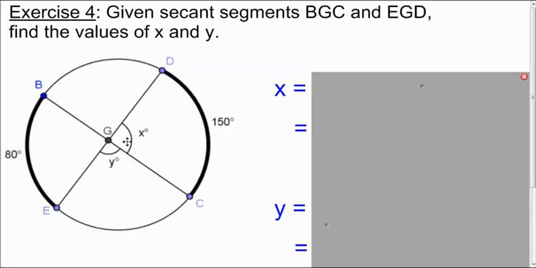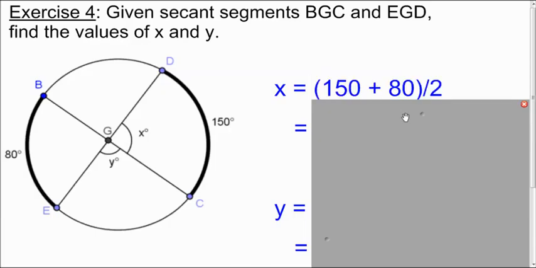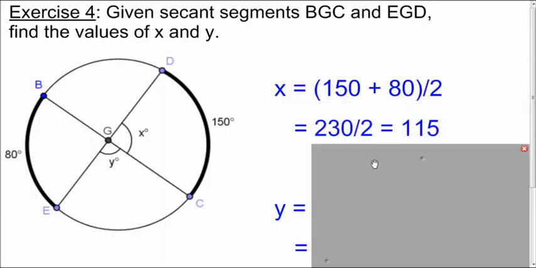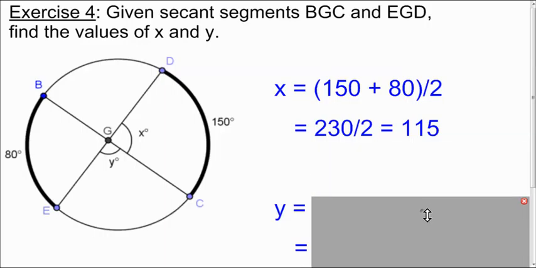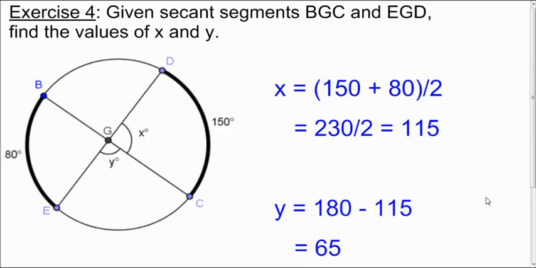So x is formed by these two secant segments, and we have these intercepted arcs, so it has to be the sum of them divided by 2. So 150 plus 80 divided by 2. So that's 230 divided by 2, which gives us 115. And for y, well, this is a straight segment, right? So we know that these are supplementary. So 180 minus 115 gives us 65.